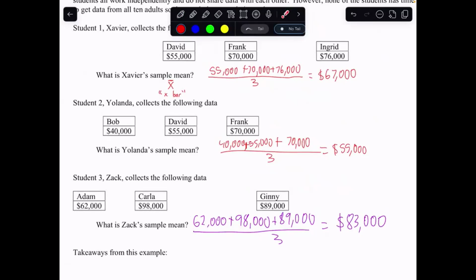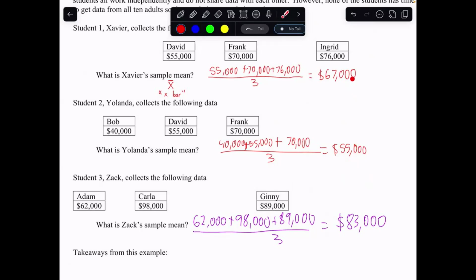Okay, so again, I need to emphasize they were all surveying the same population. They were all trying to get the data for the average salary of the adults on the same street. So if they had all done the full data set, they all should have gotten the same answer. But their answers are actually very, very far apart: 55,000 versus 67,000 versus 83,000. Their sample means are very far apart from each other.